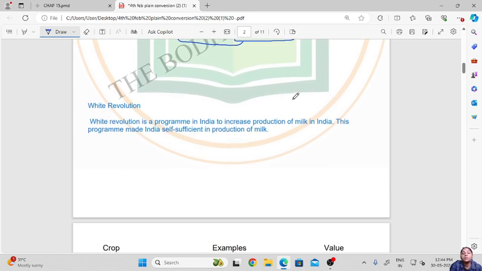Then what is white revolution? White revolution is a program in India to increase the production of milk in India. Now this program has made India self-sufficient in the production of milk.